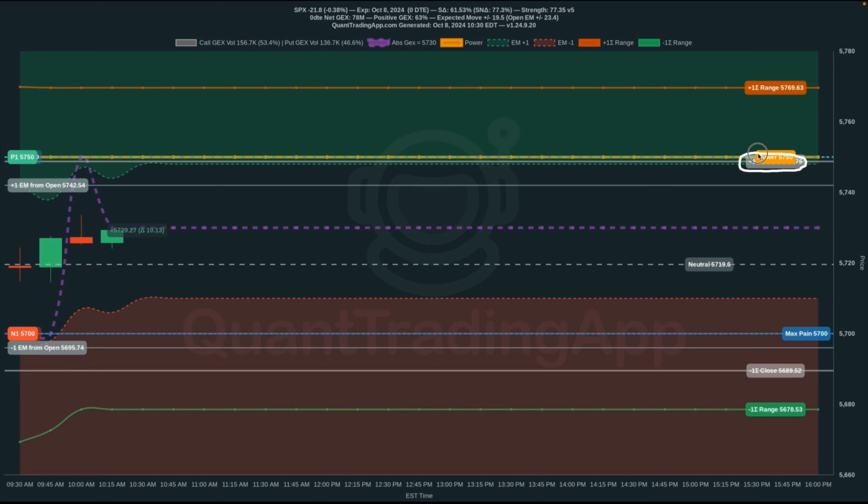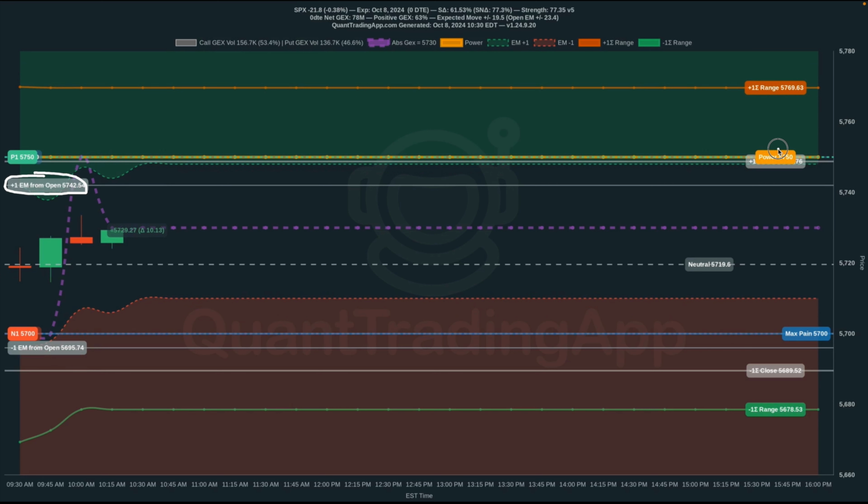This gray level is the +1 sigma close. You see we're down here, we have the -1 sigma close. So in other words, it's saying within a 1 standard deviation on a day like today, that is where the SPX will generally close, to the downside and to the upside. From the options markets, this is the +1 expected move from the open.